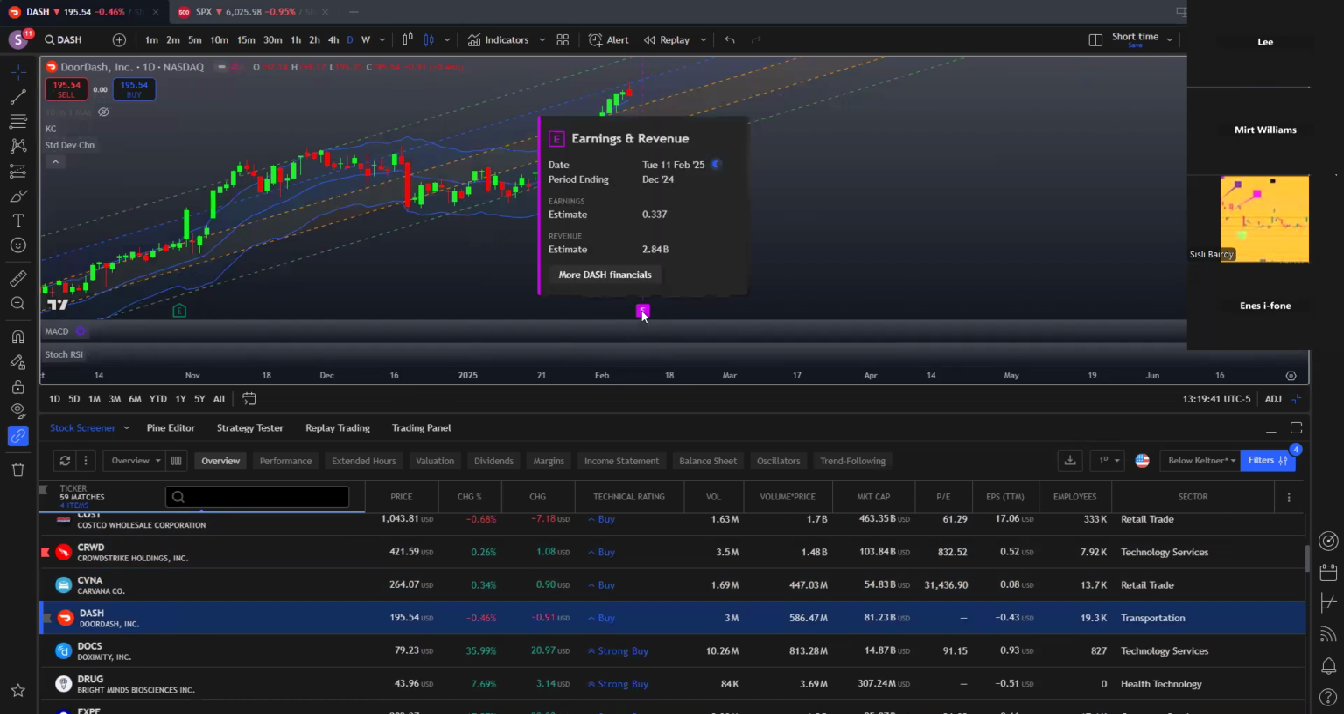DoorDash has earnings coming up. DoorDash has them on Tuesday. So be careful with that because it's going to have a high implied volatility, which means that the option contracts are going to be inflated and really, really expensive. So you might want to be careful on that particular one right there.